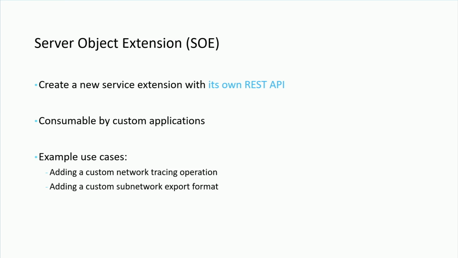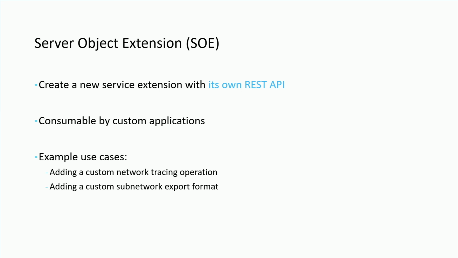Or maybe you put a new tool into ArcGIS Pro that's making a raw REST request off to your new API. You can do that as well. Do it through Python, do whatever you want. Now, examples here: a custom tracing operation, something that is not done through configuration of the trace engine.